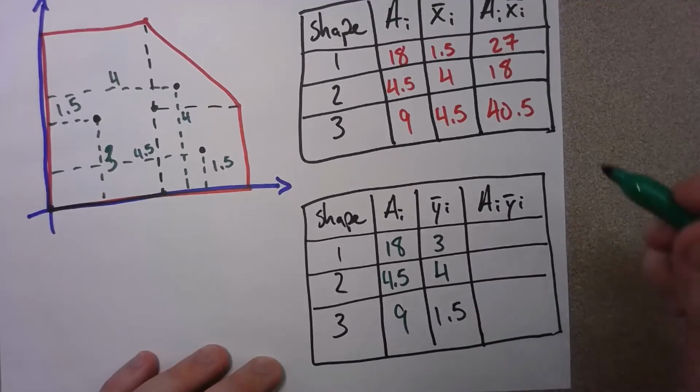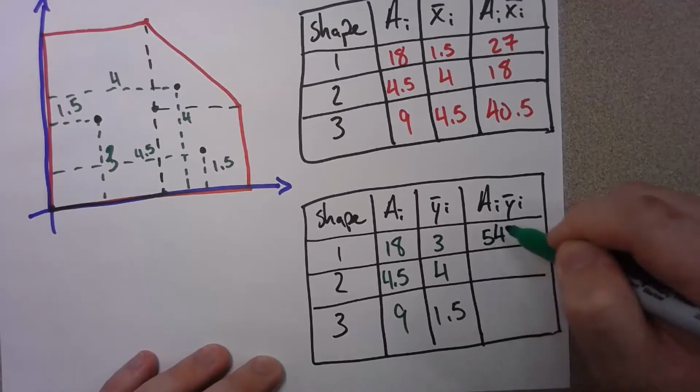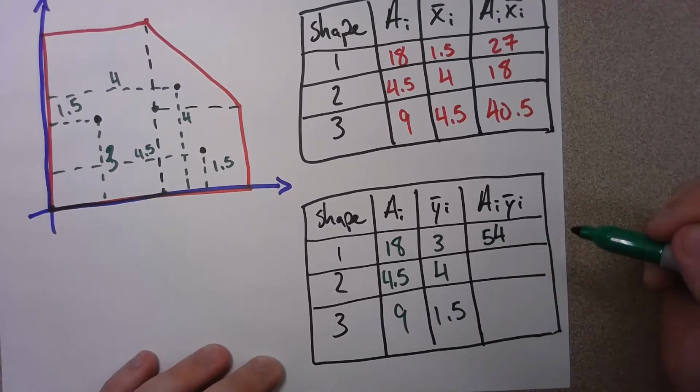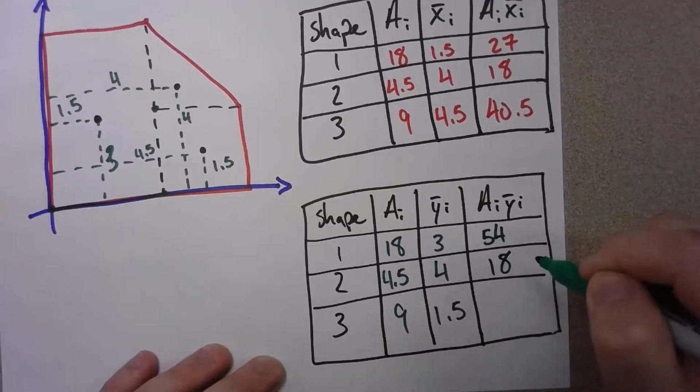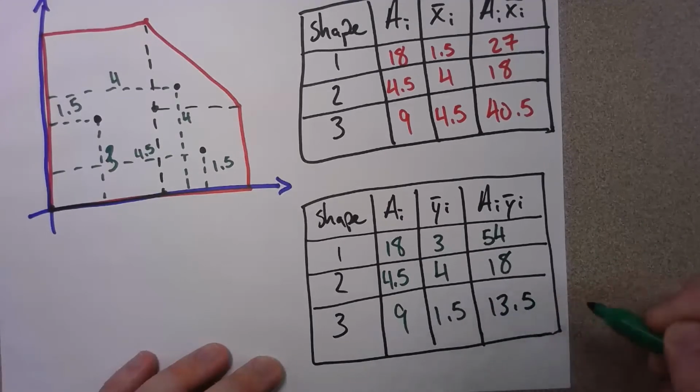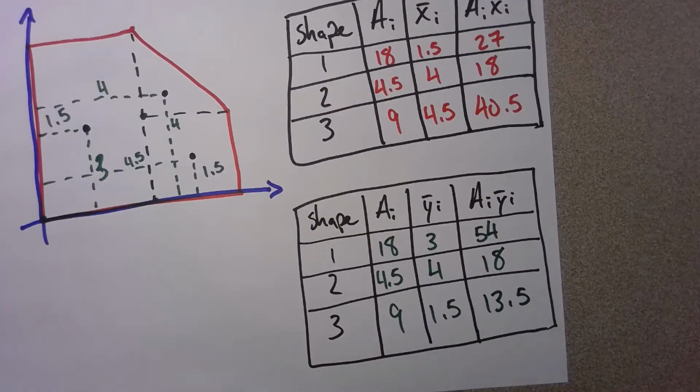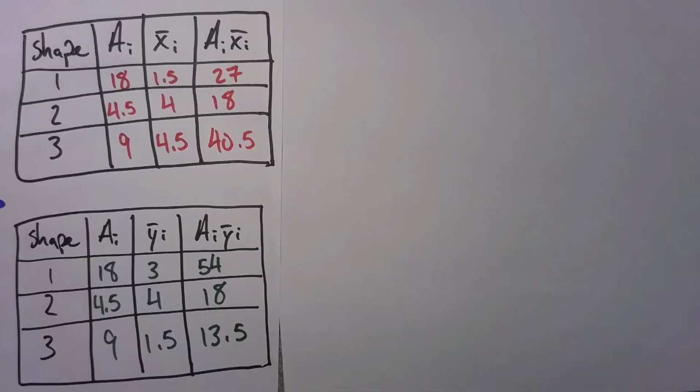So when you multiply 18 by 3, you get 54. When you multiply 4.5 times 4, we already know that one, it's 18. And when you multiply 9 by 1.5, you get 13.5. So those tables are going to help us out a lot when we get to step number 7. Alright, step number 7 here, we're going to use our tables here. We're going to use them to kind of get the top of our equation.